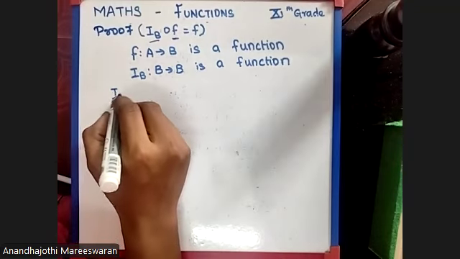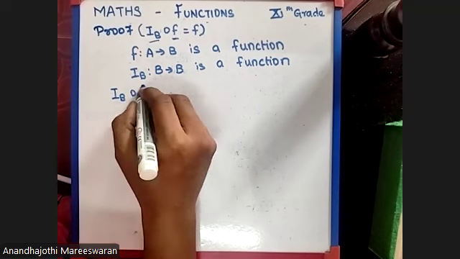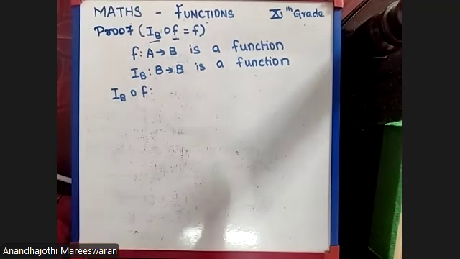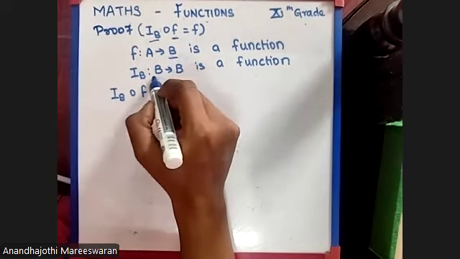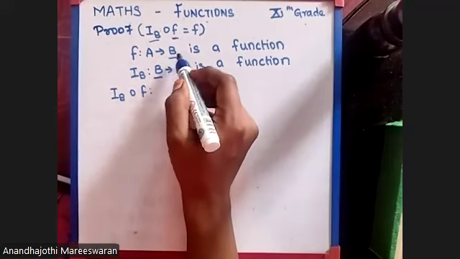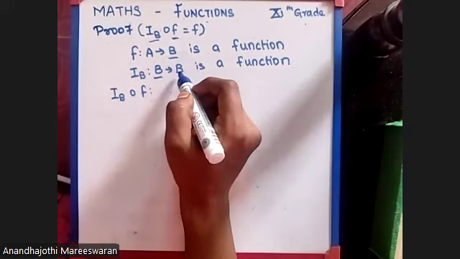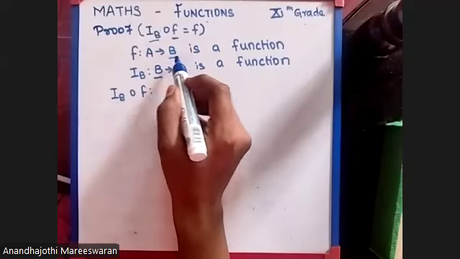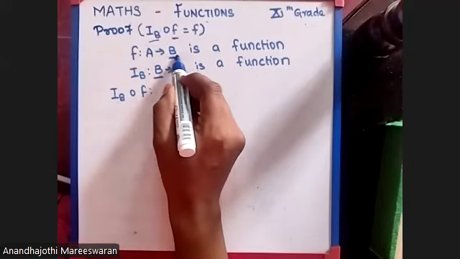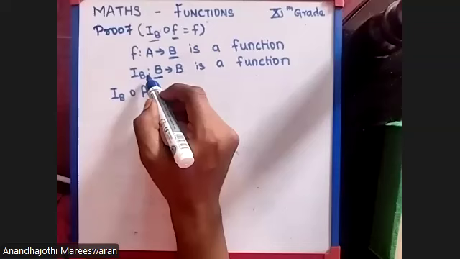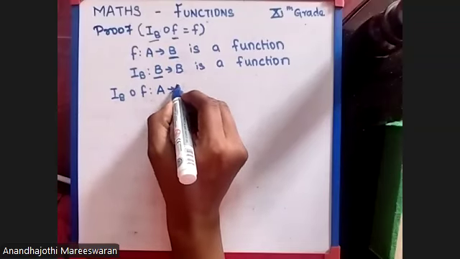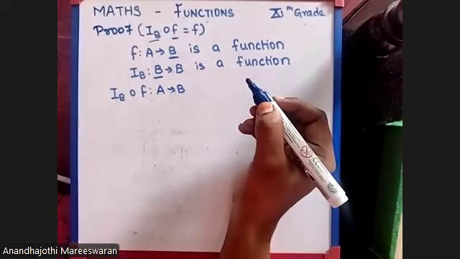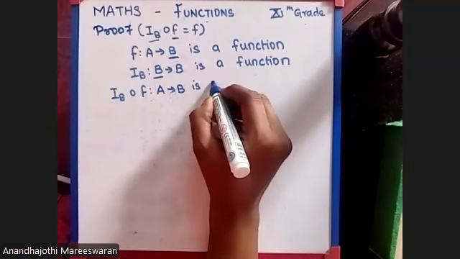So IB circle F. What will be its domain and codomain? We already saw this, right? So we have to check both of these. If they are both equal, we can directly take this. So here, both the codomain and domain of these functions are equal, so we can directly take A to B. It is also a function.